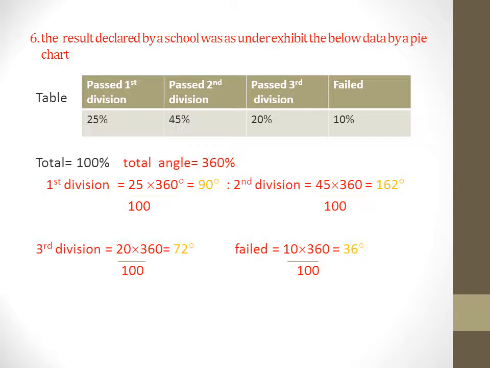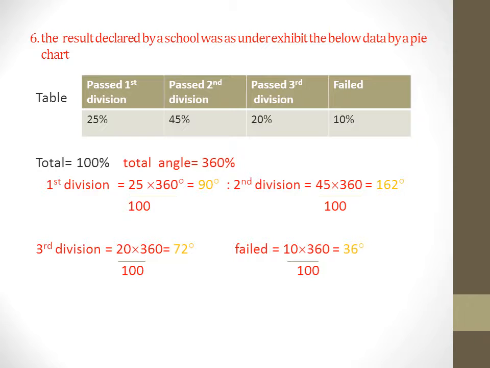So total 100 percent, total angle is 360 degrees. First division is 25 into 360 by 100, that is equal to 90 degrees. Actually we are dividing 360 degrees as per our convenience, so we are making sectors only. Second division 45 into 360 by 100 is equal to 162 degrees. Next third division 20 into 360 by 100 is equal to 72 degrees. Next failed 10 into 360 by 100 is equal to 36 degrees.